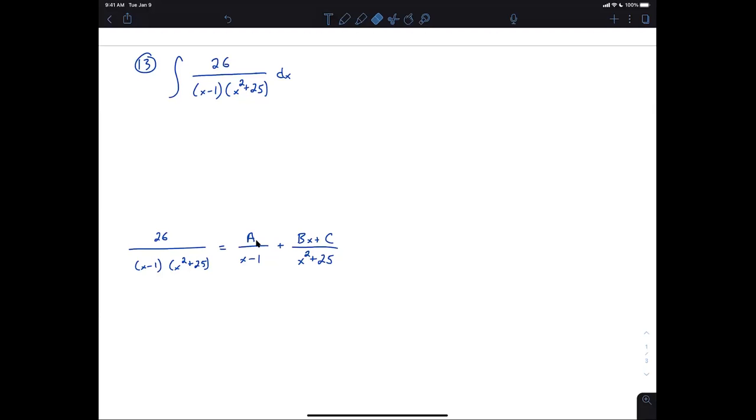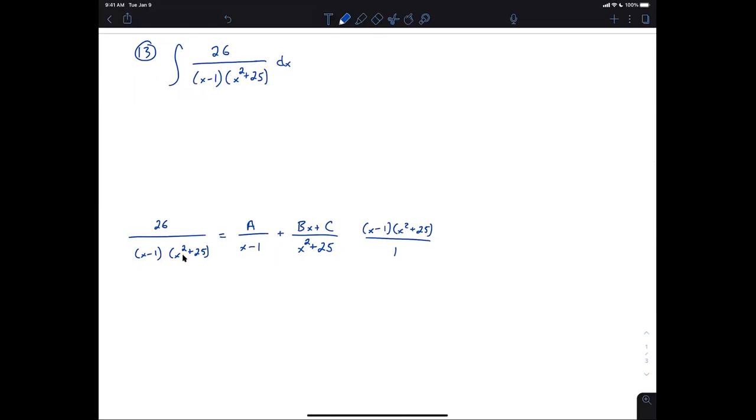Okay. And so now we're going to multiply by the common denominator. And so we get x minus 1 times x squared plus 25 over 1. And we multiply both sides by that. So on the left, both factors in the denominator cancel, and we get just 26 on the left. On the right, this distributes to both fractions. So on the first one, the x minus 1s cancel, but the x squared plus 25 does not, and the a does not.